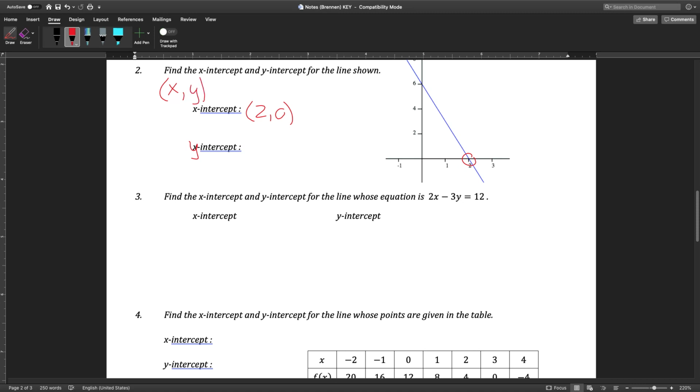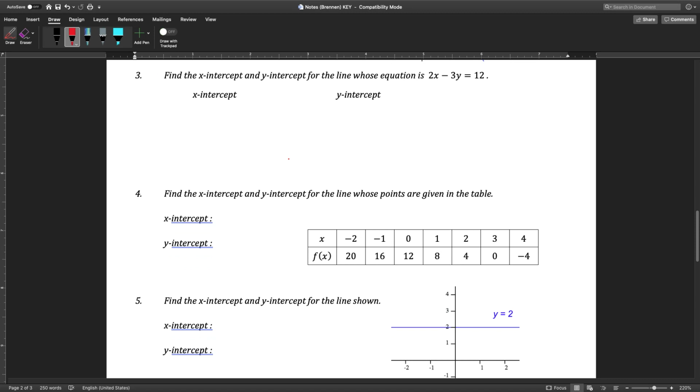The second one says, what is the y-intercept? Where does it cross the y-axis? It crosses the y-axis right here at 6. And so that point is at 0 comma 6. My x value was 0, my y value was 6.